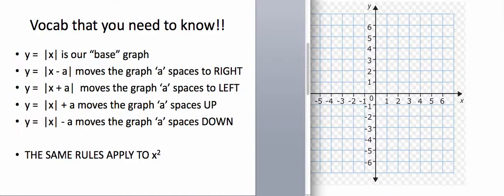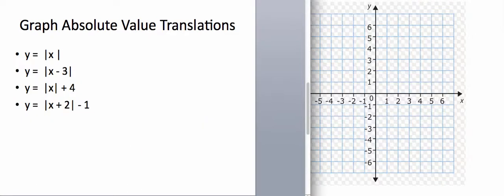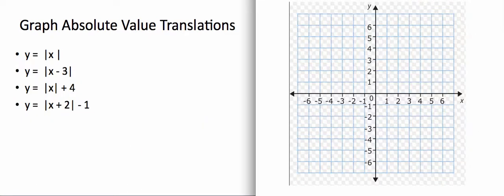And so what we've got here is basically 5 different scenarios that can help us. If we know them, we can then figure out how our graph is going to be moved and effectively help us easily graph all of these things. I give examples for the absolute value, but the same rules apply for x squared, and we'll talk about those in examples coming forth. So this first example, we're going to graph the absolute value translations.